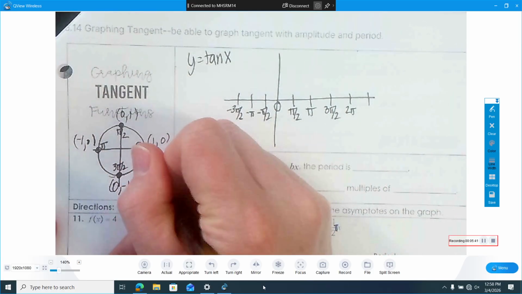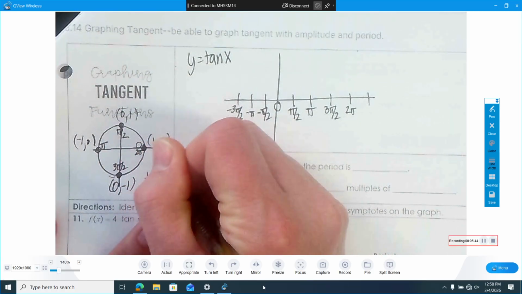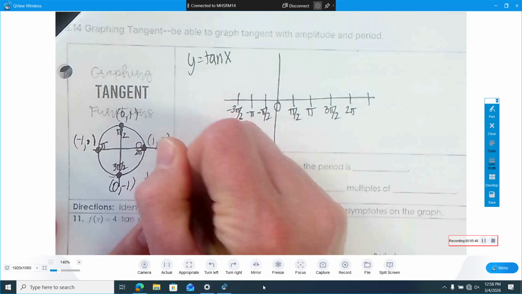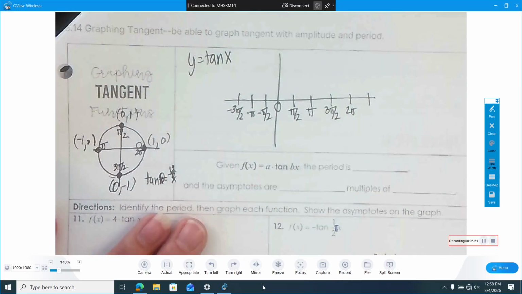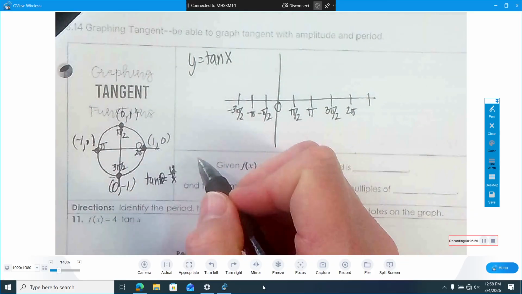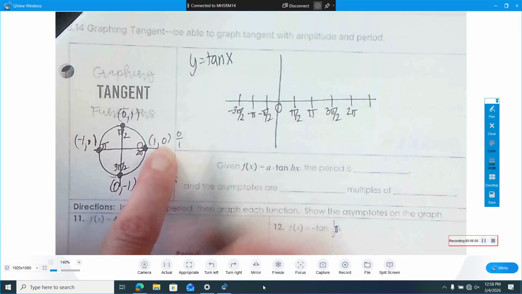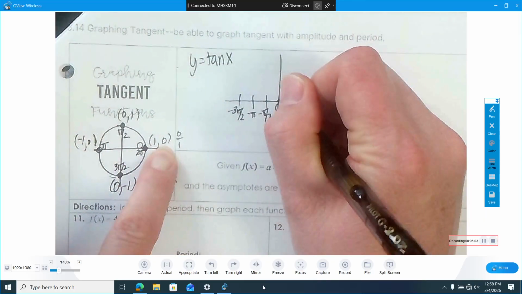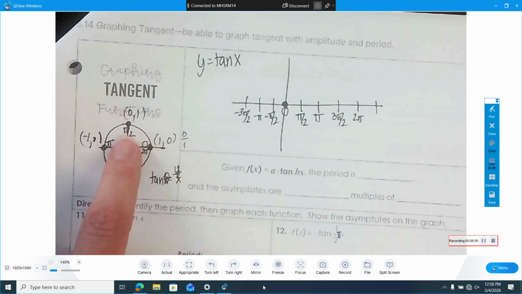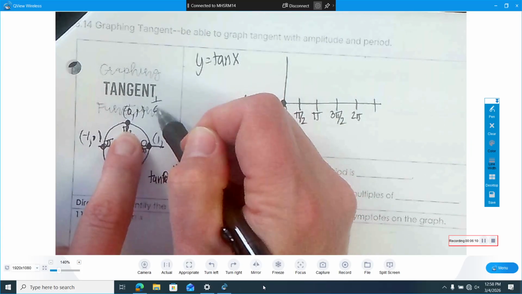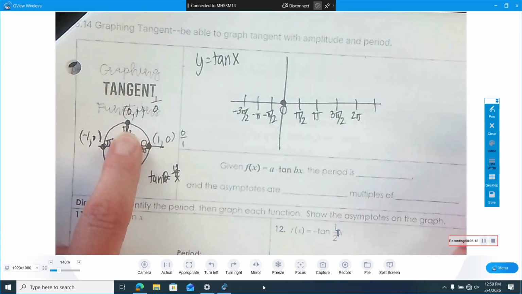So the tangent of our angle is the y coordinate... Oh, tangent of theta is y over x. So that was from our unit circle. To get tangent, we did y coordinate over x coordinate. At 0, tangent would be 0 over 1, which is 0. And then at pi over 2, y over x would be 1 over 0. Oh, undefined. What happens when we get something undefined?